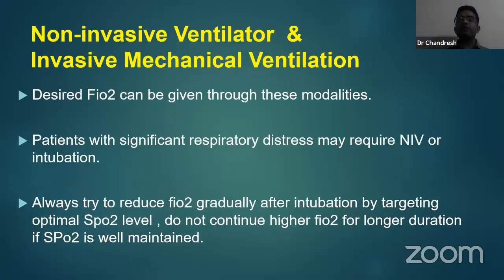if you see about the different modality which can give the oxygen, definitely next is a non-invasive ventilator and invasive mechanical ventilation. Here always it is possible to give the desired FiO2. In non-invasive ventilation, the tight seal is very mandatory. A patient with significant respiratory distress may require NIV or either intubation also. Always try to reduce the FiO2 gradually once patient gets intubated, and you always target the optimal SpO2 level. Never continue the higher FiO2 for longer duration if the saturation is very well maintained.